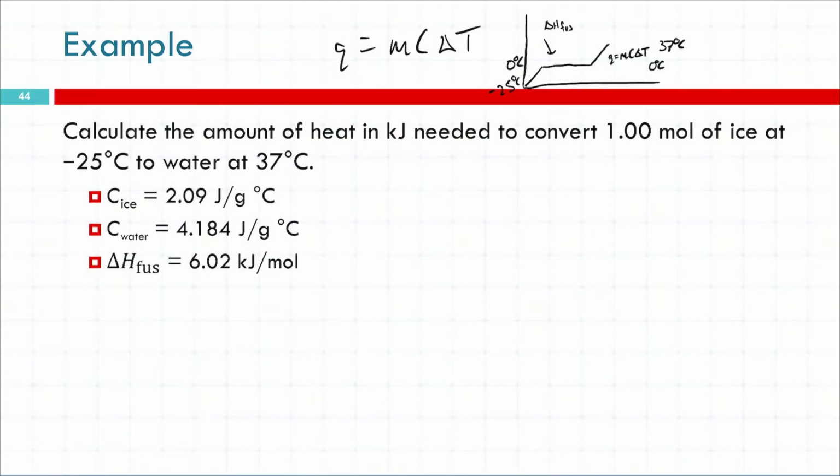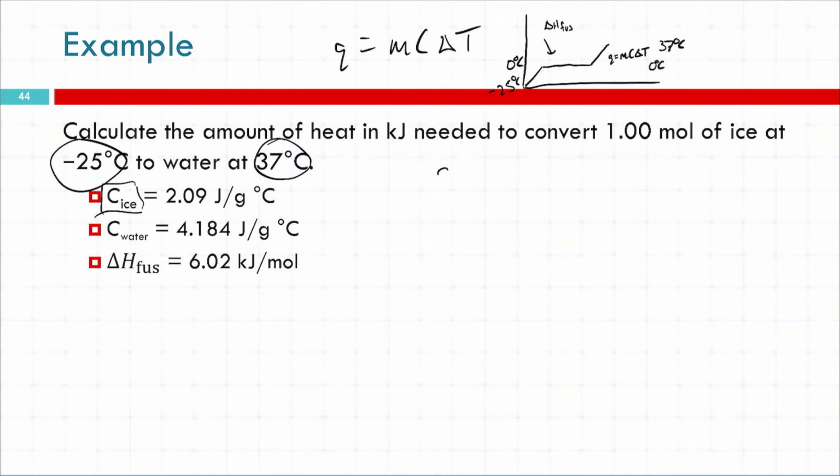The easiest way to get tripped up on this is to call 37 degrees C your temperature final, negative 25 degrees C your temperature initial, and just use Q equals mc delta T all the way through. It does not work that way, because the specific heat of ice is different than that of water. So we're actually going to have 3 steps to this problem.